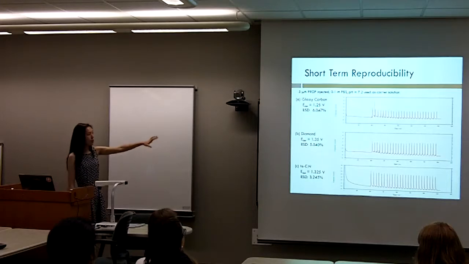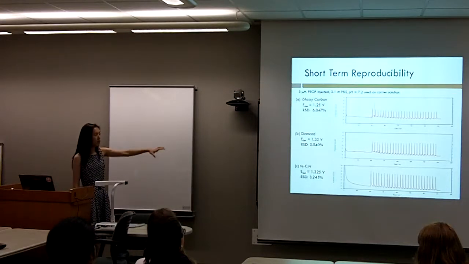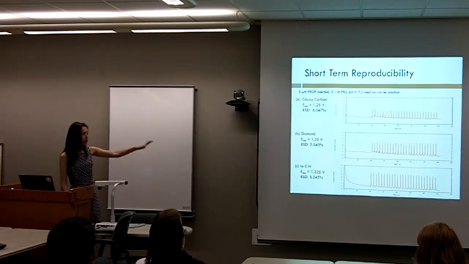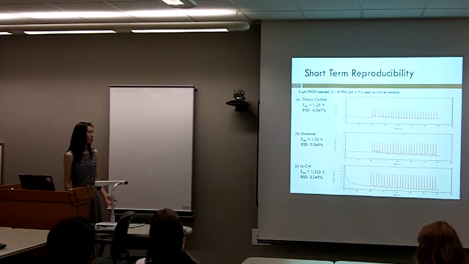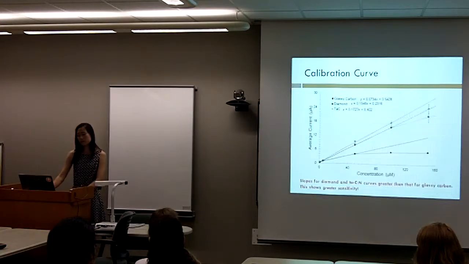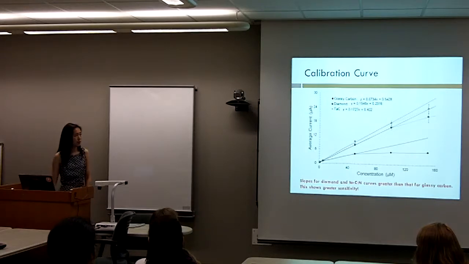And for this, you kind of see glassy carbon, diamond, and TAC. They're all pretty reproducible, which is very good. The percent RSD is all under 10%. So we know that this method is pretty reproducible. We can probably move on to the next step. And that's our calibration curve determination.